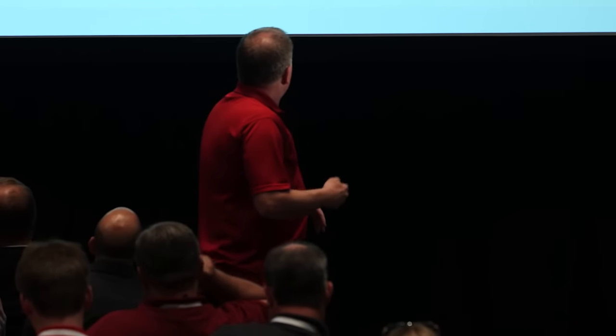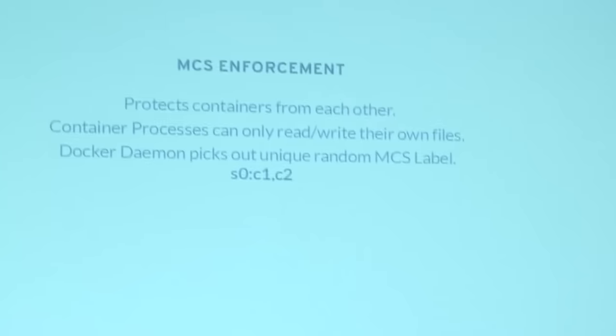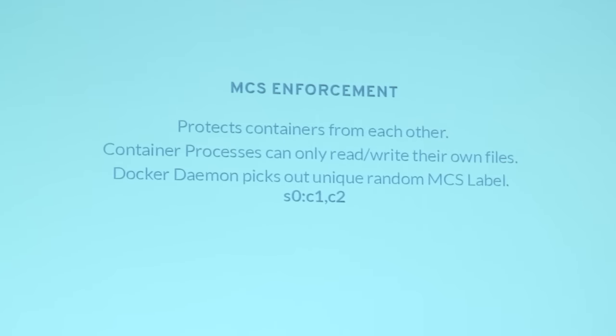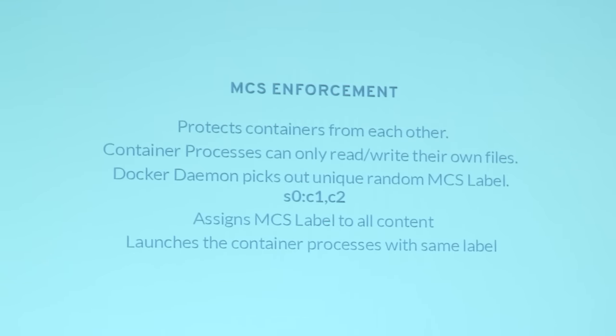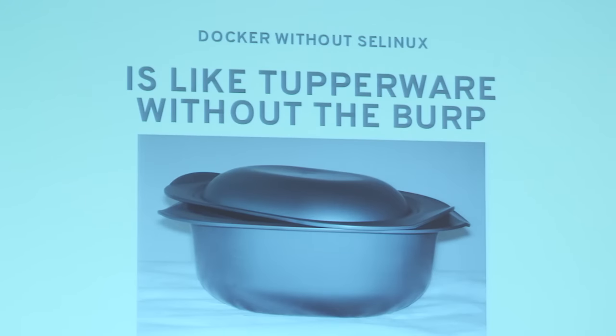So that's SELinux, MCS. That's what an MCS label looks like. It's some combination of S0, colon C1, comma C2. It's traditionally used for MLS environments, top secret, secret, but there's too much time to cover that. So the Docker daemon takes care of launching it, labels all the content, and then launches the processes to match the label. So, Docker without SELinux.